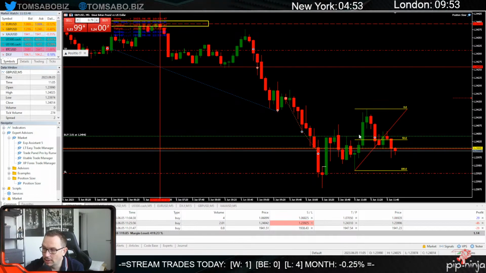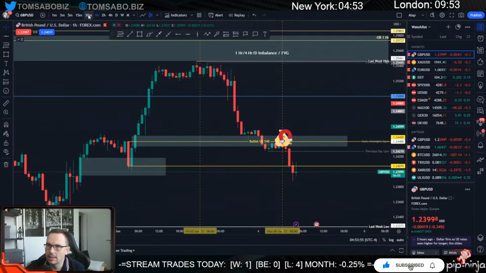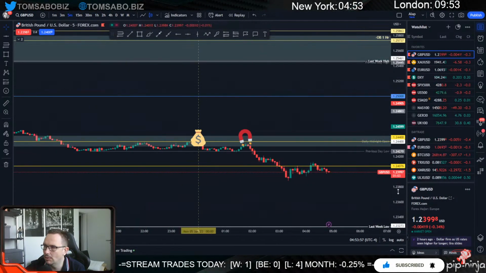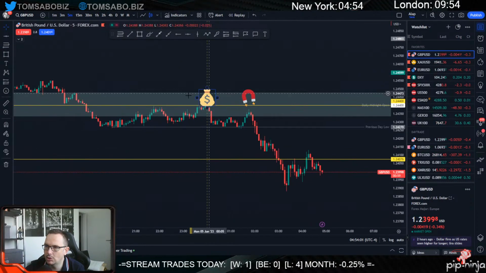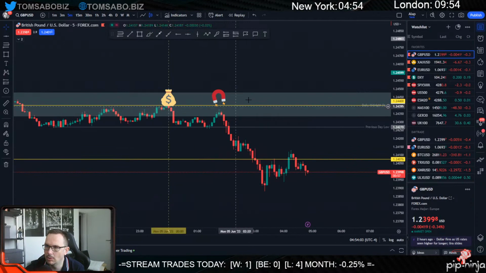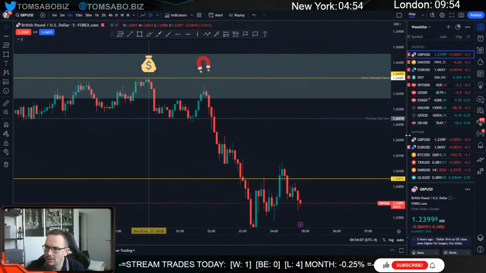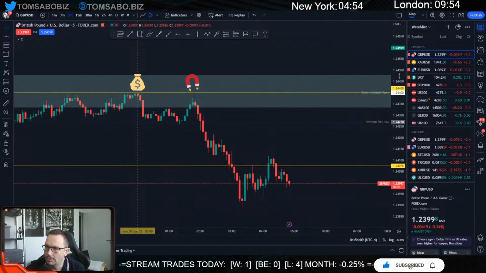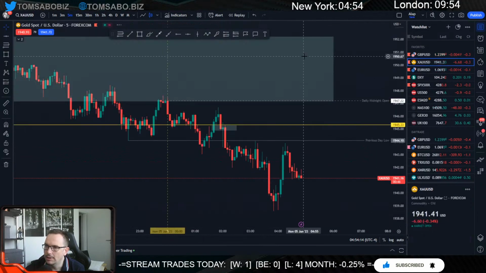So right now, all we can do is wait. The kill zone is technically almost over. My analysis is still the same for the pound. Have some liquidity up there, should be taken out. Look at this, 1, 2, almost 3 relative equal highs there. We had our optimal trade entry, fair value gap, stuff like that, you know, classic ICT 2022 model.